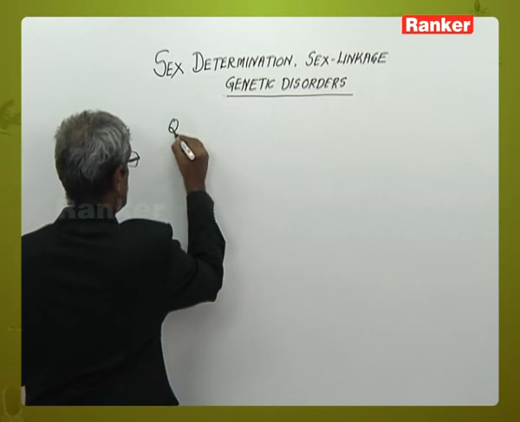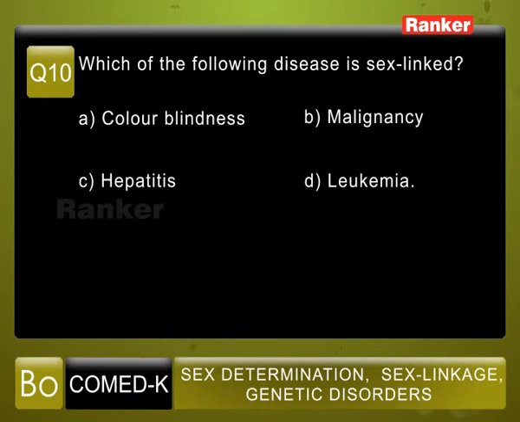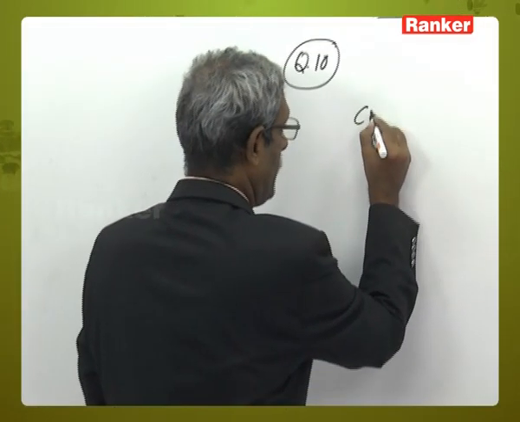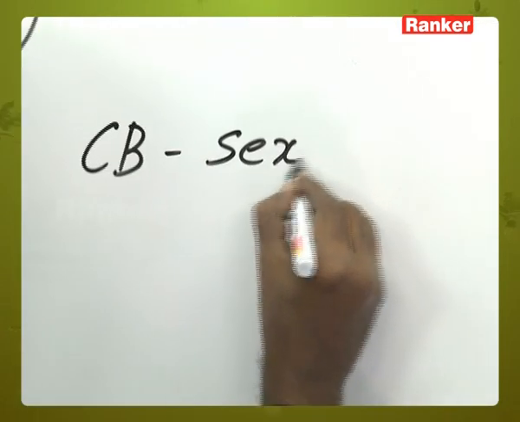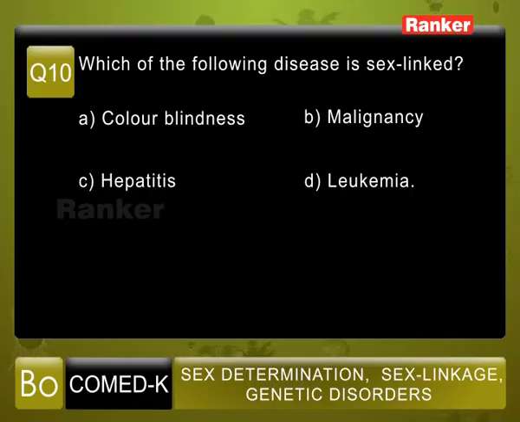Next we go to a very simple question, question number 10. Which of the following disease is sex linked? Is it color blindness, or is it malignancy, or is it hepatitis, or is it leukemia? Now among the choices, malignancy is cancerous, cancer is not sex linked. Hepatitis is a metabolic disorder, leukemia is a cancer, and the right answer is A, which says colorblind is sex linked. So we understand that color blindness is sex linked to the male. Thereby the correct answer for 10 is A.